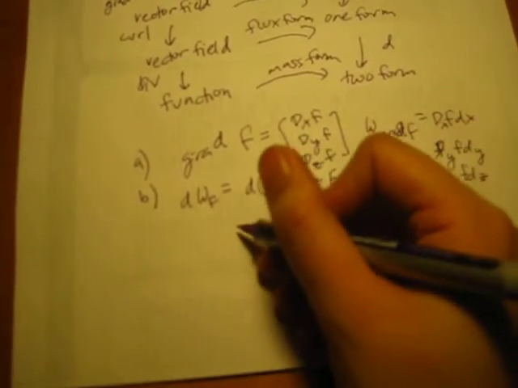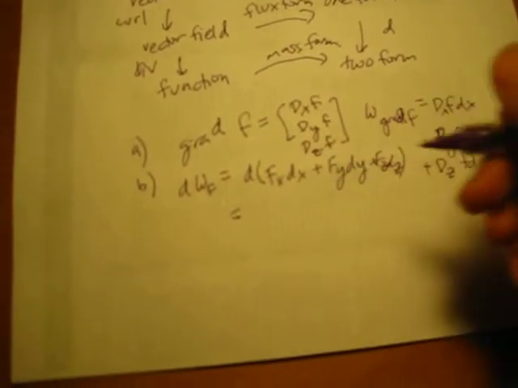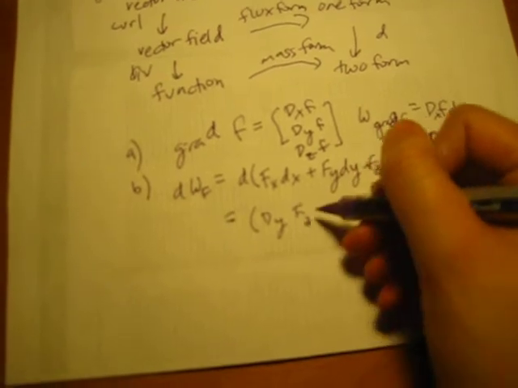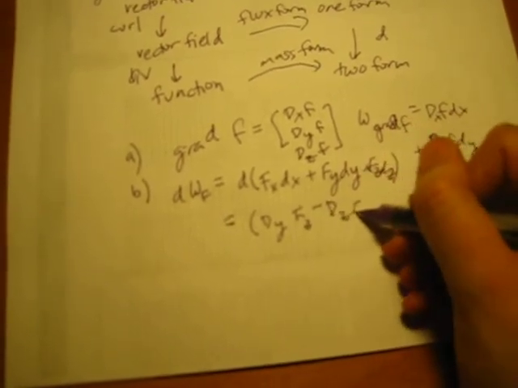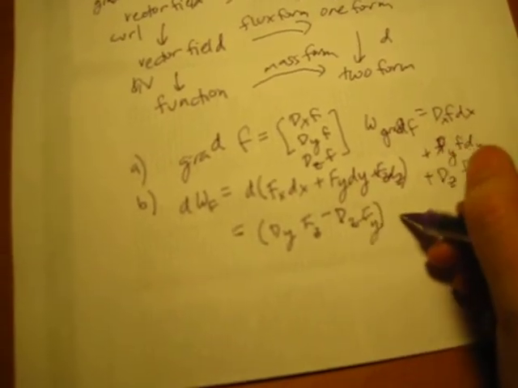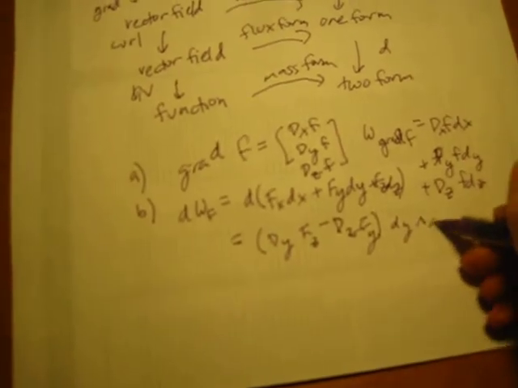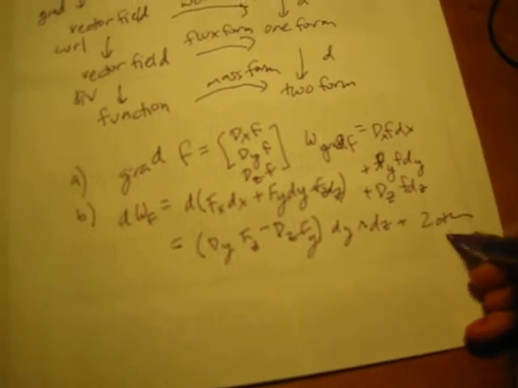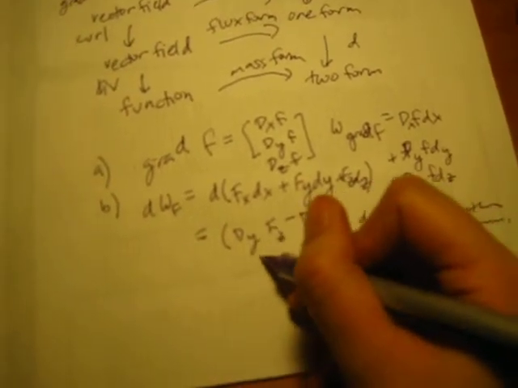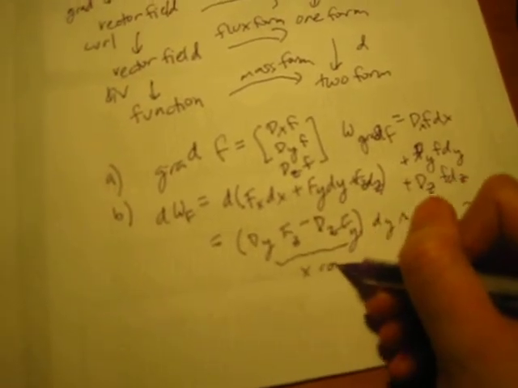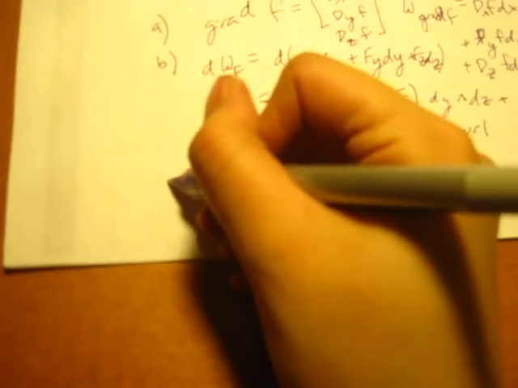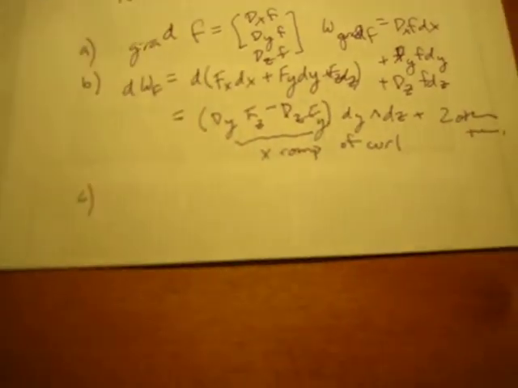Oh no, it's going to run into that. Which equals, if you do out all the expansion, you get dy f of z minus dz f of y, dy wedge dz plus 2 other terms, where this is the x component of the curl.